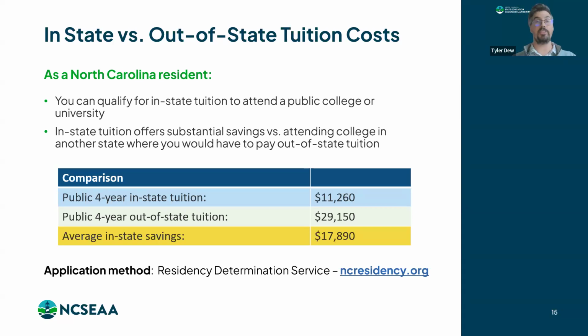tuition. And I do want to mention, if you are interested in private college, where there is no in-state versus out-of-state tuition, completing the residency determination service and qualifying as a North Carolina student could open you up to different state grants, like the North Carolina Need-Based Scholarship for private college students. It could also qualify you for other scholarships that the institutions themselves offer.